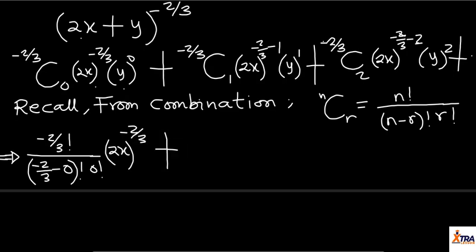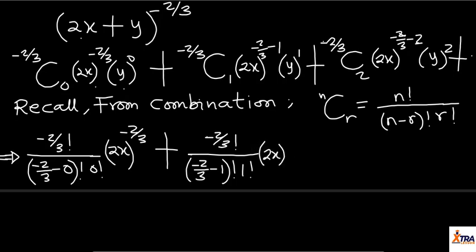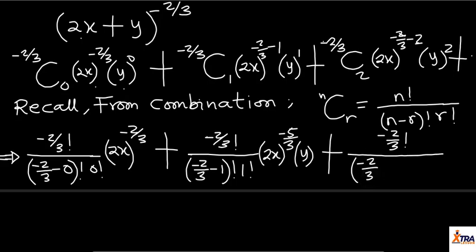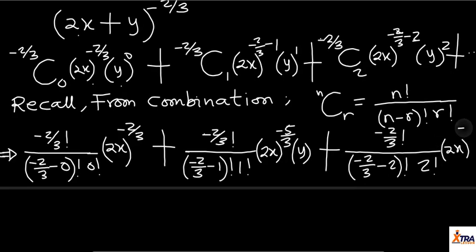So we move on to the next term. The next term will be having minus 2 over 3 factorial over minus 2 over 3 minus 1 factorial 1 factorial. Taking our terms here, when we say minus 2 over 3 minus 1, we have a fraction as minus 5 over 3. And then y raised to the power 1 will still be y. And then the third and final term we'll be taking here, we have minus 2 over 3 factorial all over minus 2 over 3 minus 2 factorial 2 factorial. Our terms here will be 2x raised to the power, when we subtract that, minus 8 over 3, and then we'll have y squared. So this is what we'll be having as our value.